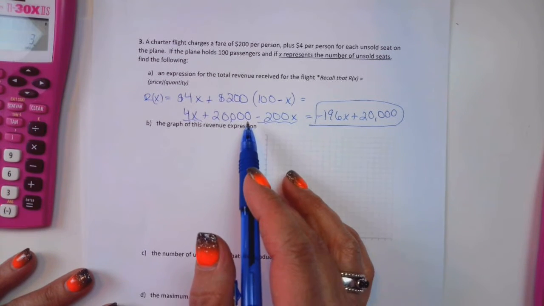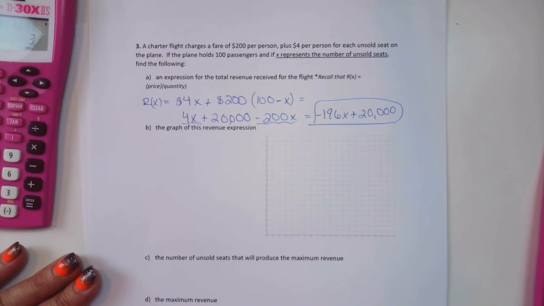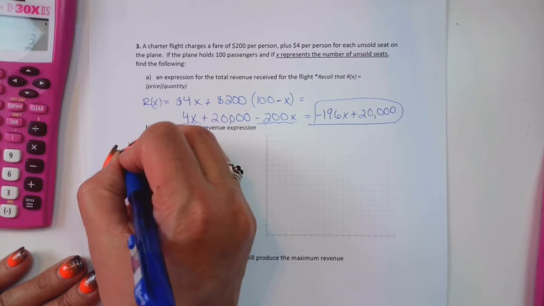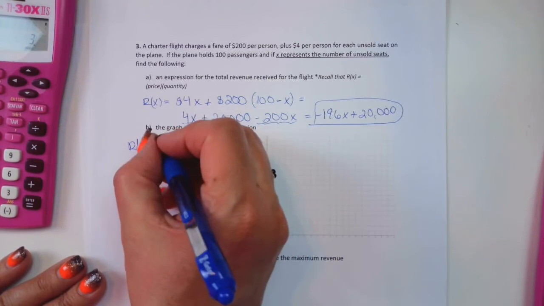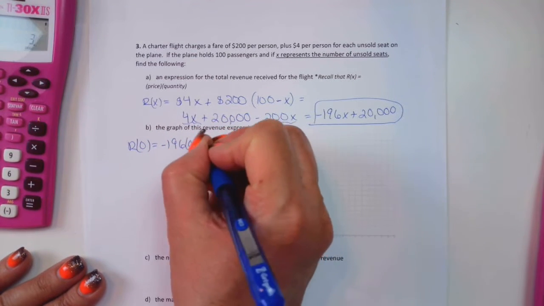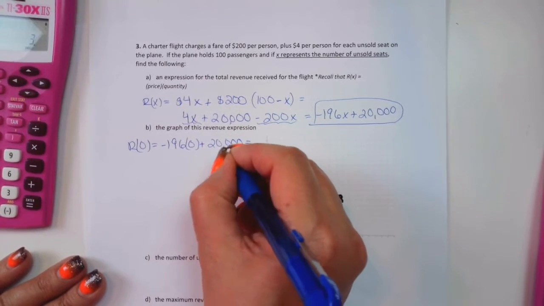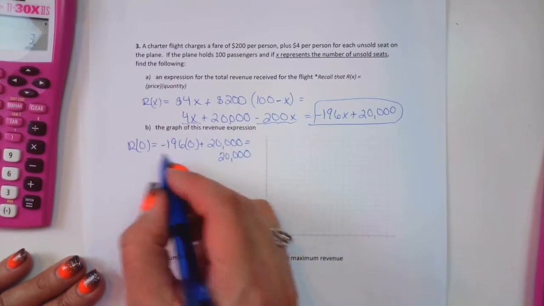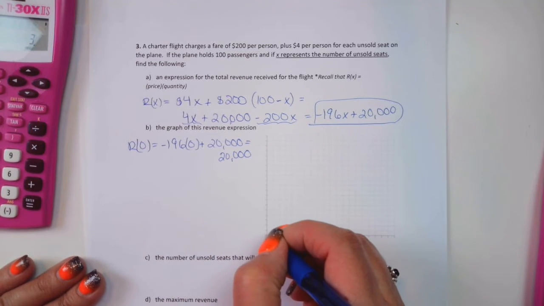So first we kind of have to figure out the y and the x-intercept so that we know where we are. So if we set x to equal 0, we get negative 196 times 0 plus 20,000. Well, this is 0, so it's 20,000. So our y-intercept is 20,000.